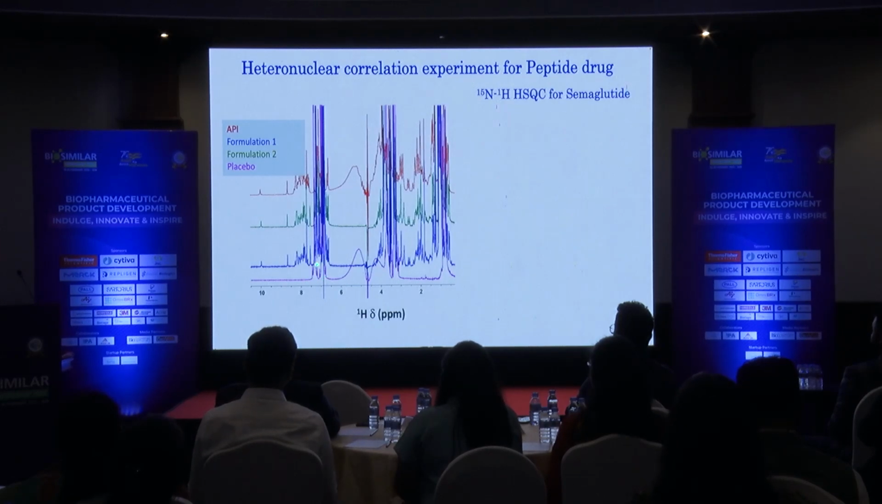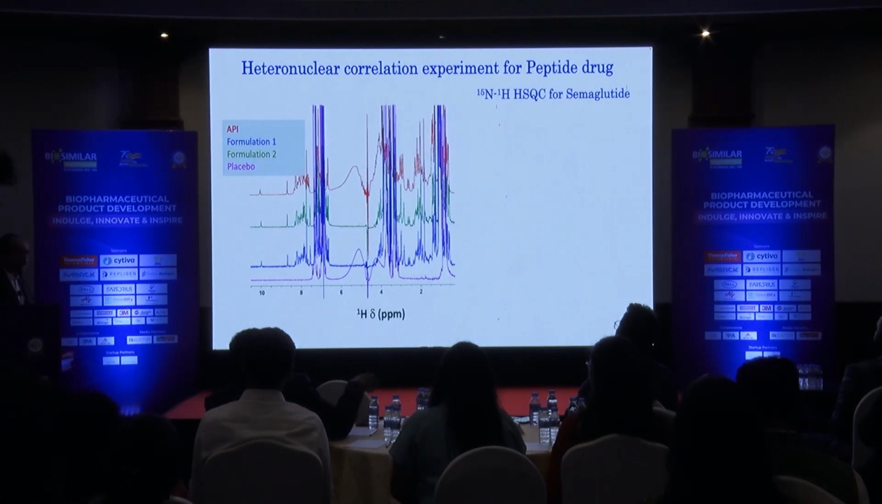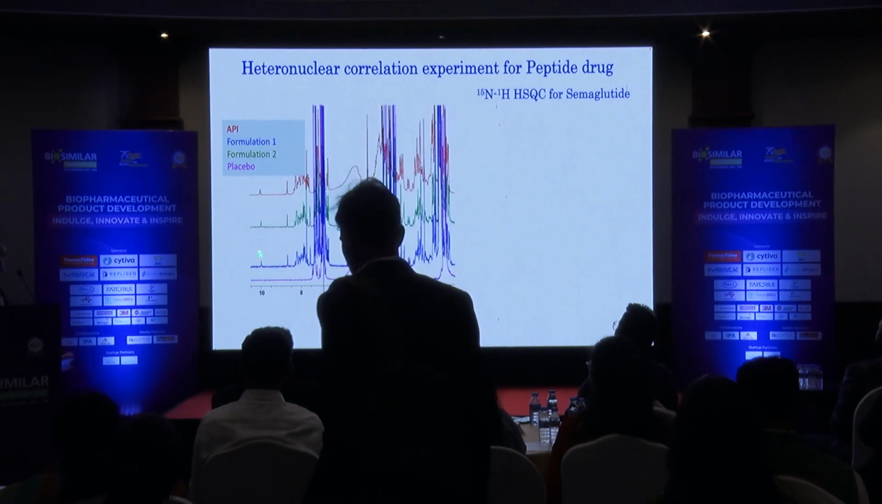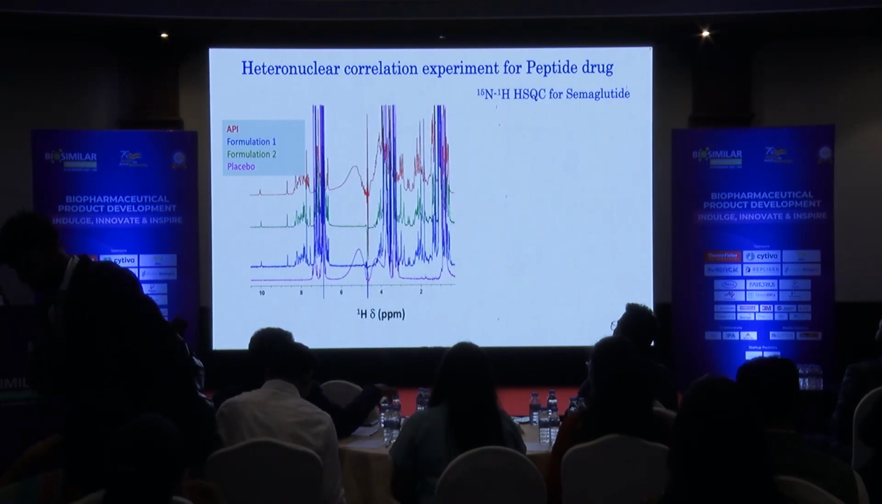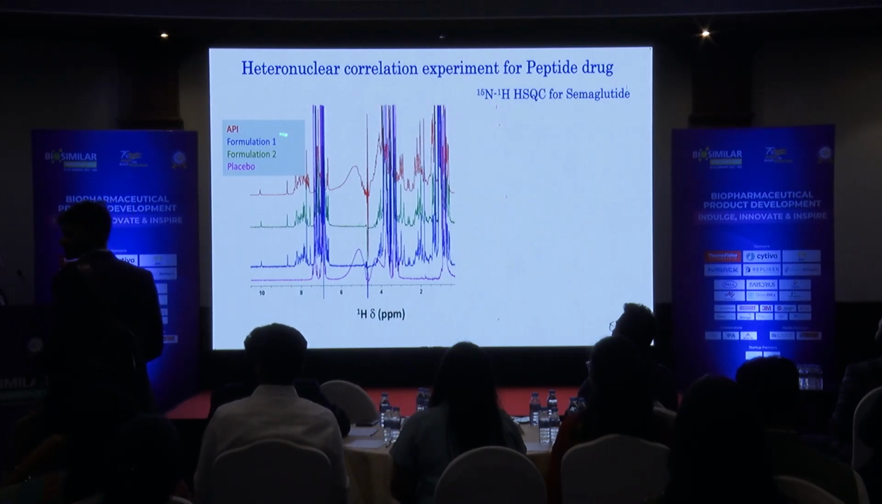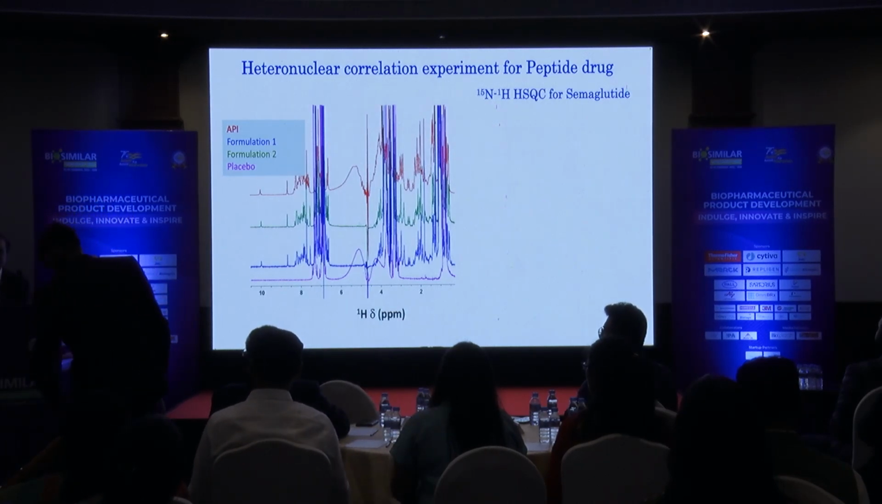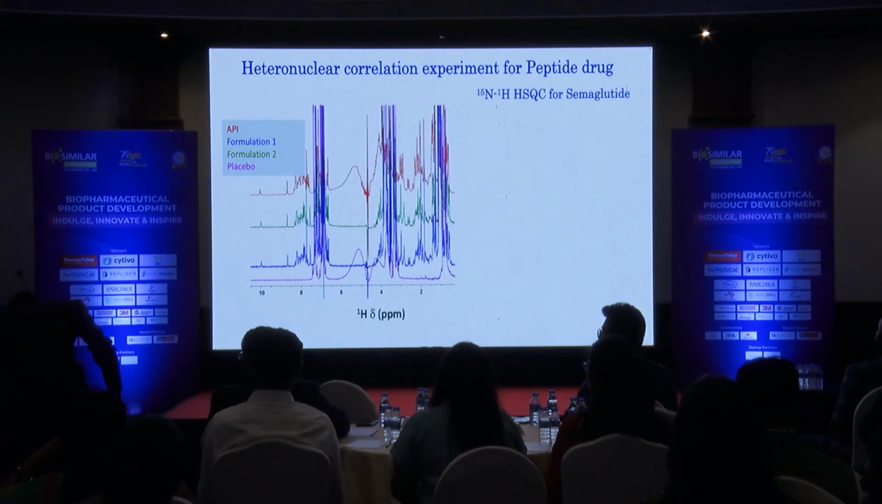Now if you look, these are the signals coming from placebo, so you can easily distinguish. But look at this signal, it is coming from an amide proton. This is present in, say, API, formulation 1 and formulation 2. And if you do analysis resonance by resonance, you know that each atom, like here the tryptophan side chain, has not moved. Amide protons have not moved. Aliphatic protons have not moved. So all this high similarity you are getting just by comparing the one-dimensional proton NMR spectrum.